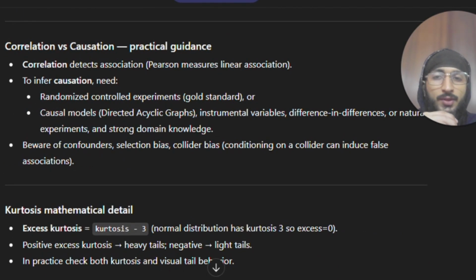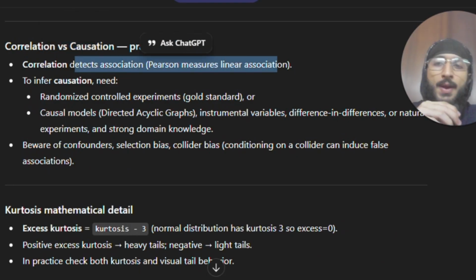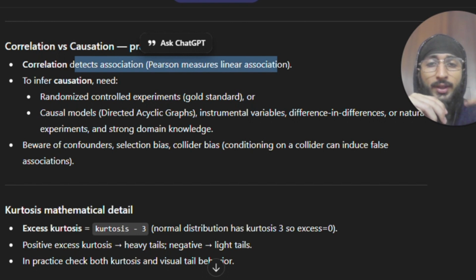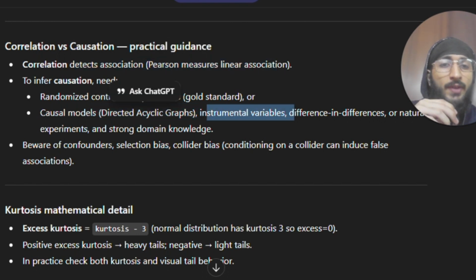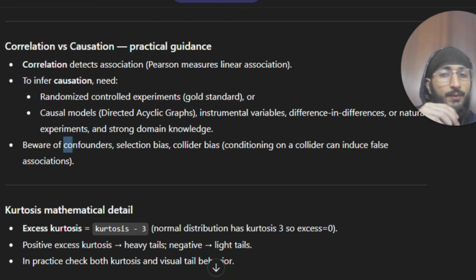Right? And correlation versus causation. Correlation detects association. Pearson measures the linear association. To infer causation, we need randomized controlled experiments as the gold standard, or causal models like directed acyclic graphs, instrumental variables, differences in differences, or natural experiments, and strong domain knowledge. Beware of confounders, selection bias, collider bias, right?